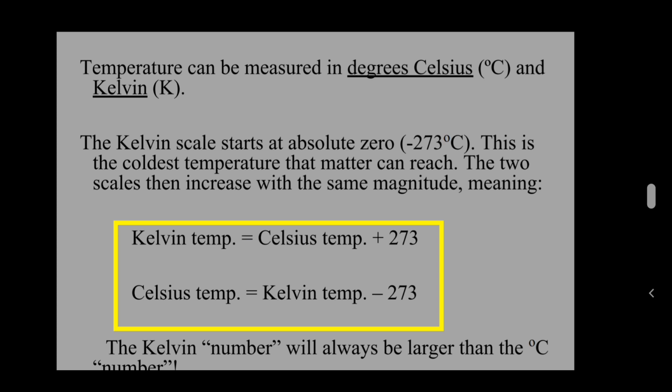All right? Now, if you want to get the Kelvin temperature from the Celsius temperature, what you need to do in the yellow box here is: Kelvin temperature equals the Celsius temperature plus 273. And to get Celsius from the Kelvin, it's Celsius temperature equals Kelvin temperature minus 273. And a little hint is that the Kelvin number will always be higher than the degrees Celsius number. All right, so that's a wee hint. Kelvin number should always be bigger than the degrees Celsius number.